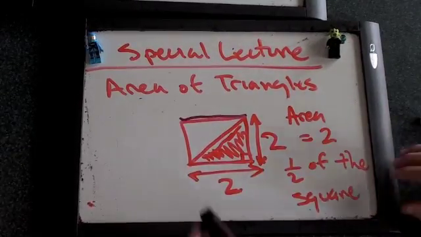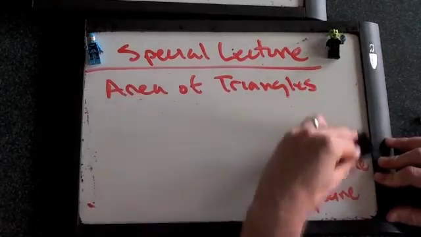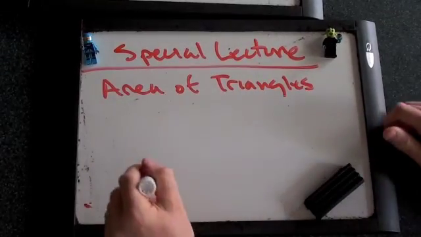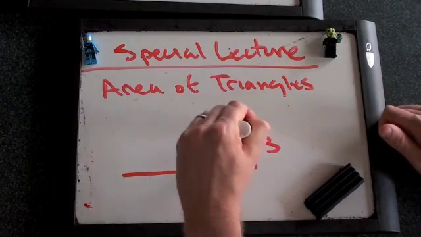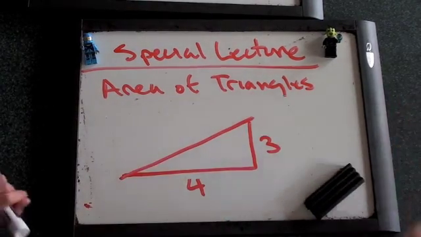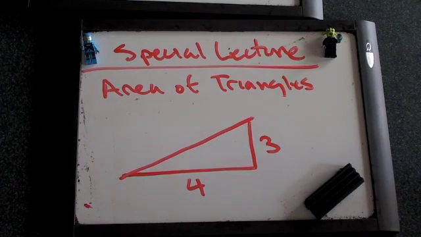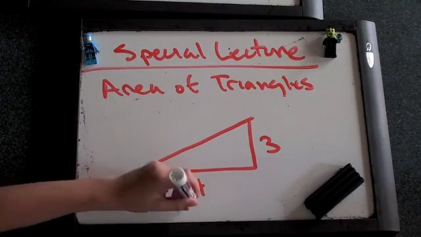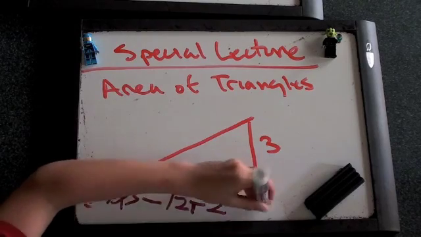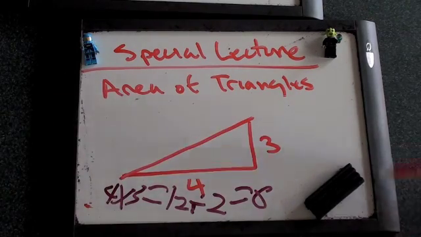So what if I had a triangle that was 4 wide and 3 tall? How much area does that have? 4 times 3 divided by 2. Okay. What is that? So 4 times 3 equals 12, divided by 2 equals 6. Right. This has an area of 6.